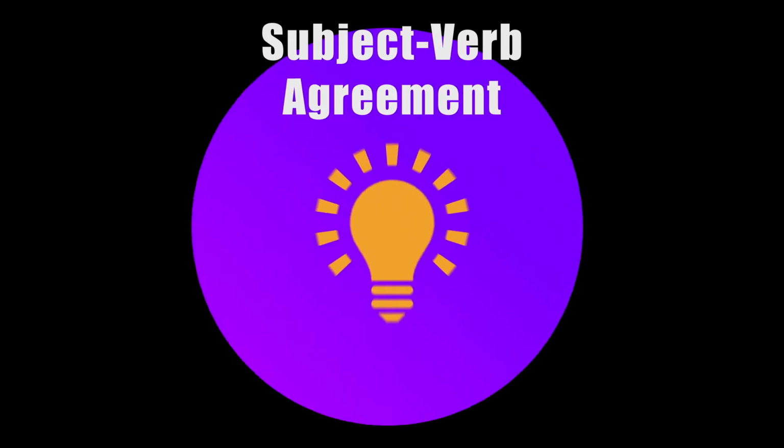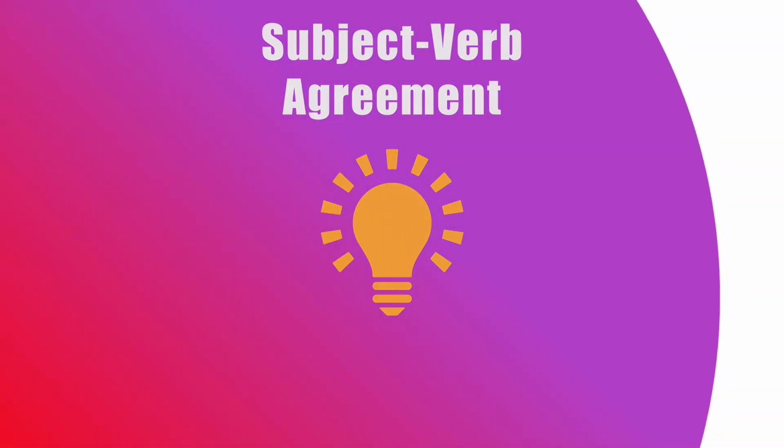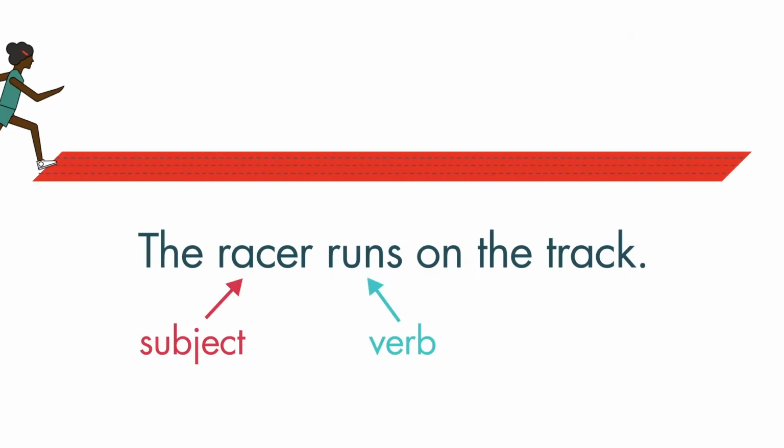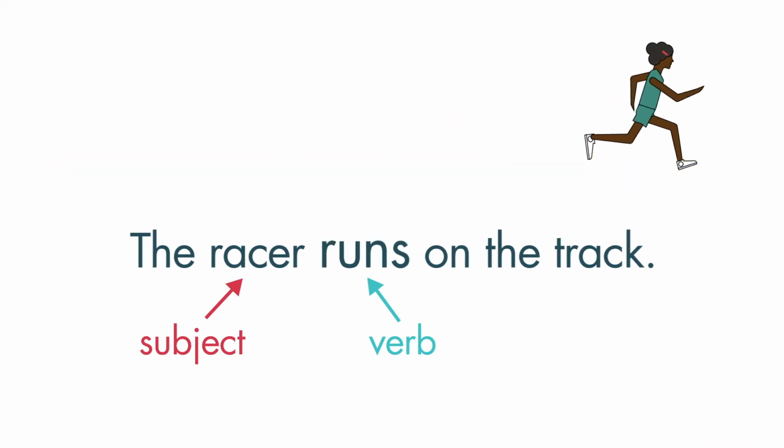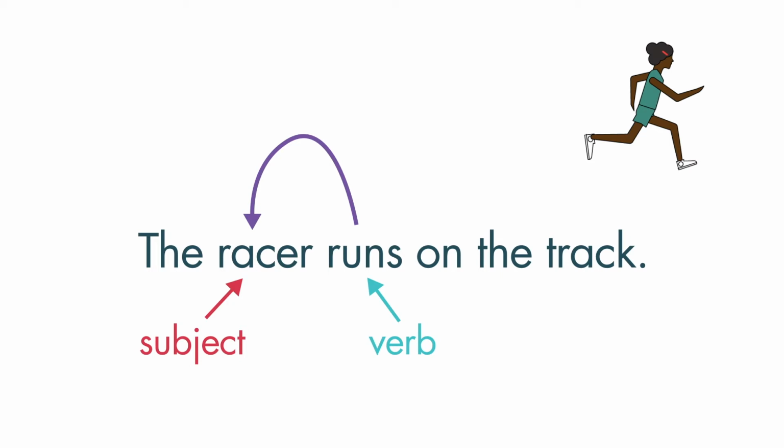Hi! In this video, we will learn how to make verbs agree with subjects. The subject tells who or what the sentence is about. The verb shows the action of the subject. Present tense verbs tell what is happening now.